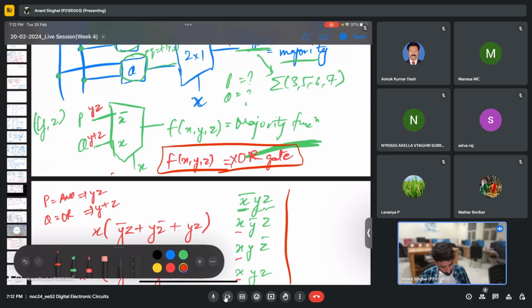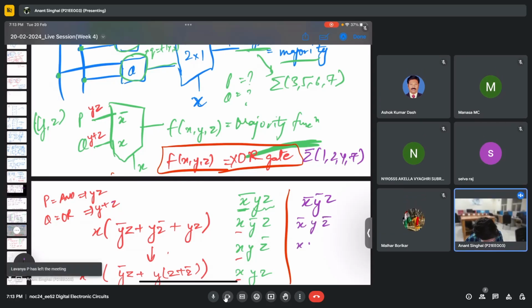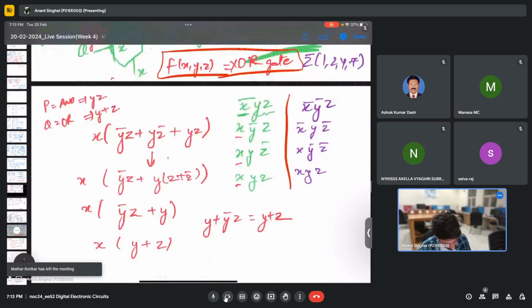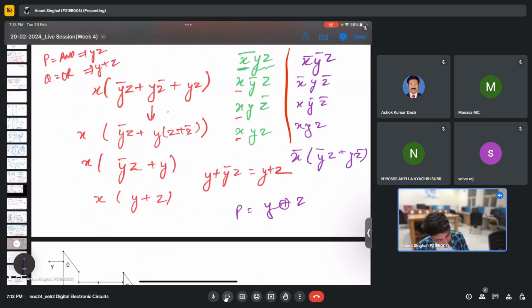Yes, so I'll do it quickly. XOR gate is 1247, I already told you. So 1 is 001, 2 is 010, 4 is 100, 7 is 111. So for X bar, you can see it is y bar z plus y z bar. So P will be y XOR z. Similarly for Q it will be y z plus y bar z bar. So it will be y XNOR z.